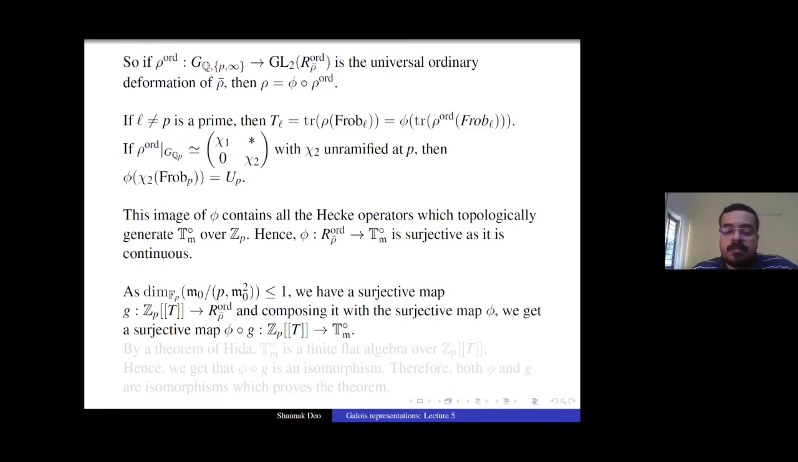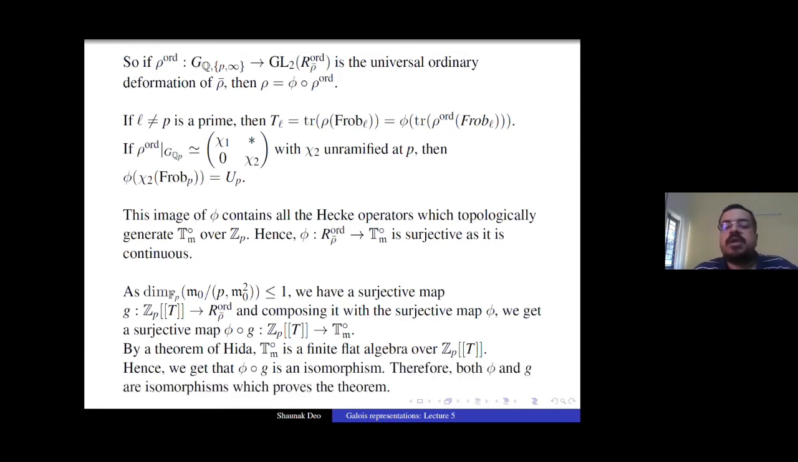So we have this map, but we have a theorem of Hida which says that T_m circ is a finite flat algebra over Z_p[[T]]. Well, that just means that phi composed with G is an isomorphism, and so both phi and G are isomorphisms, which proves the theorem.